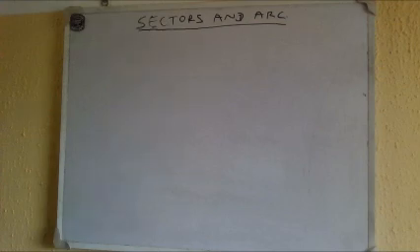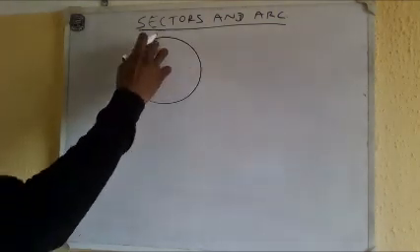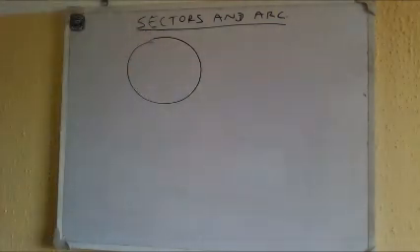Today, we are going to be looking at sectors and arcs. A circle is an amazing shape. When you have a circle and you divide it, you can create parts like arcs, sectors, and segments. Let me explain. This is a circle. We all know how a circle looks.